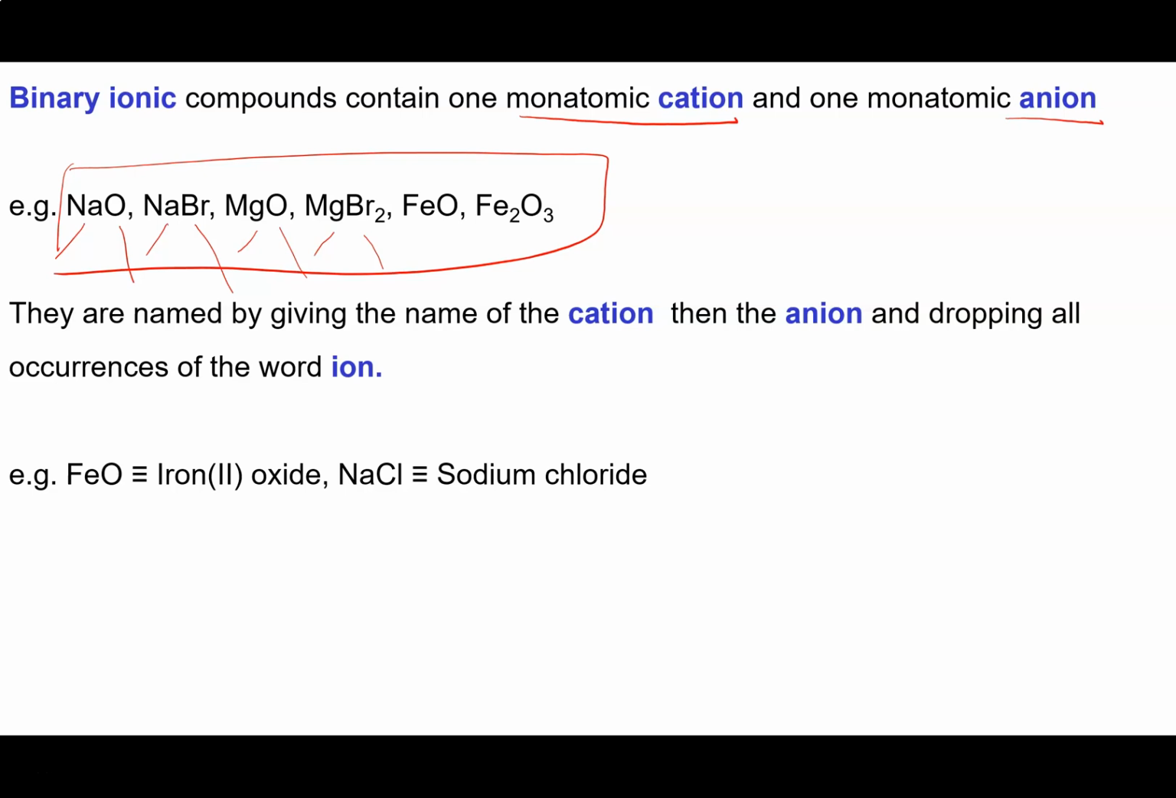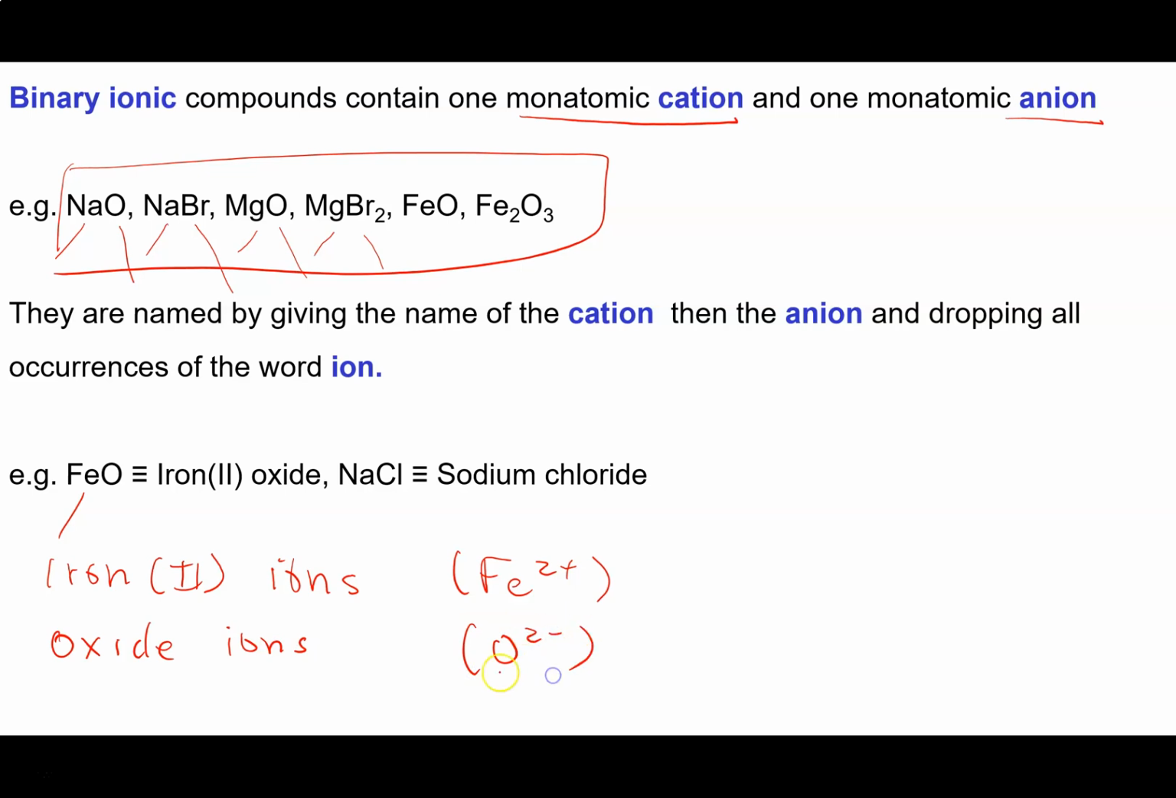We name them by giving the name of the cation first, follow that with the name of the anion, and then you drop all occurrences of the word ion. So this compound is composed of iron 2 ions, Fe2+, and also oxide ions, O2-. You can see why they combine 1 to 1. So when it comes time to name the whole compound, we just call it iron 2, the name of the cation without the word ion on the end, oxide.